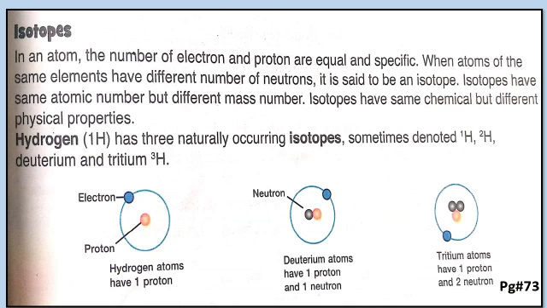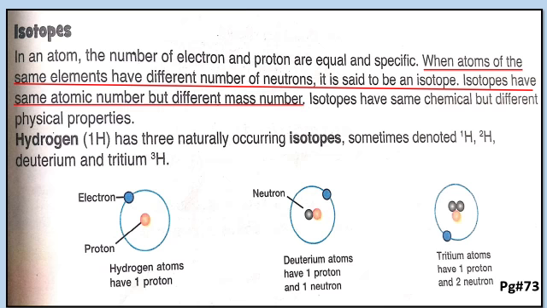So dear students, now open your page number 73 and here the topic is isotopes. Isotopes क्या होते हैं? So when atoms of the same element have different numbers of neutrons, they are said to be isotopes. Isotopes have same atomic number but different mass number. Means isotopes वो होते हैं जिनके atomic number same हो लेकिन उनके mass number different हो, उन्हें हम isotopes कहते हैं. And isotopes have same chemical but different physical properties. अगर हम केमिकल्स को डिस्कस करें तो आइसोटॉप्स के केमिकल सेम हैं लेकिन उनकी जो फिजिकल प्रॉपर्टीज होती हैं वो एक दूसरे से डिफरेंट होती हैं.